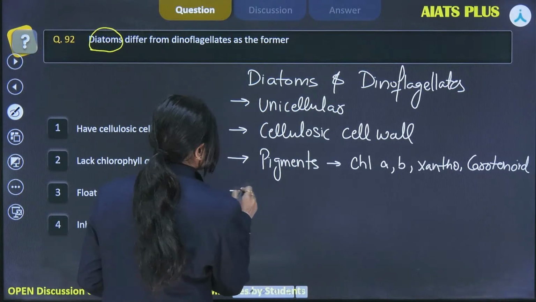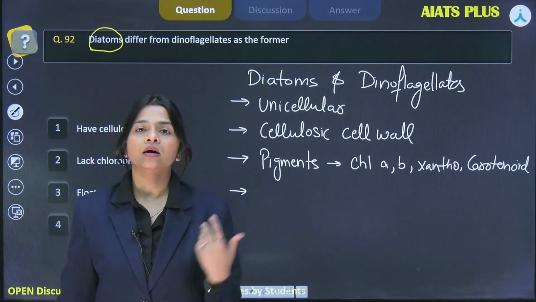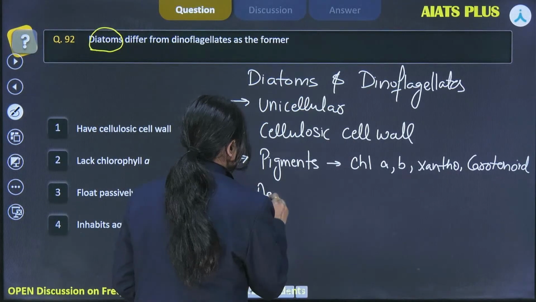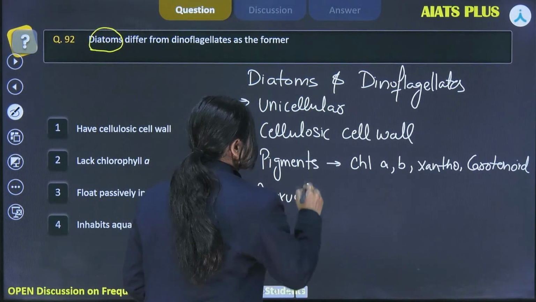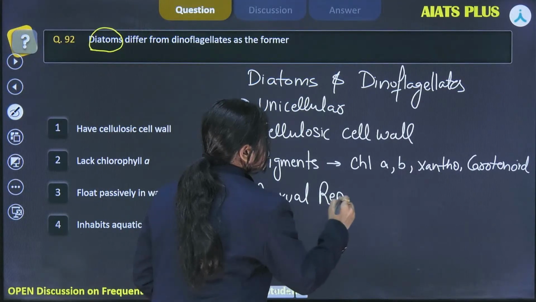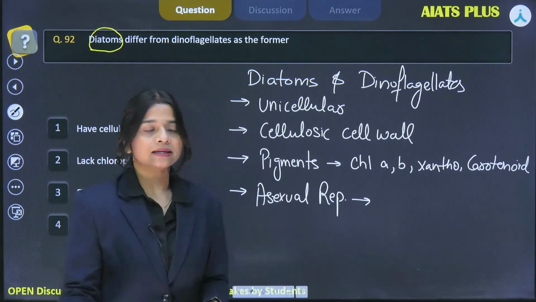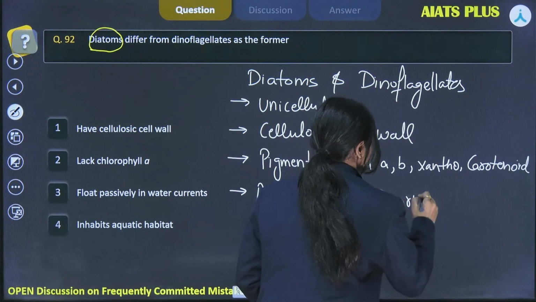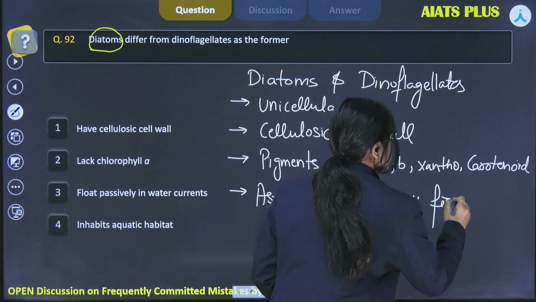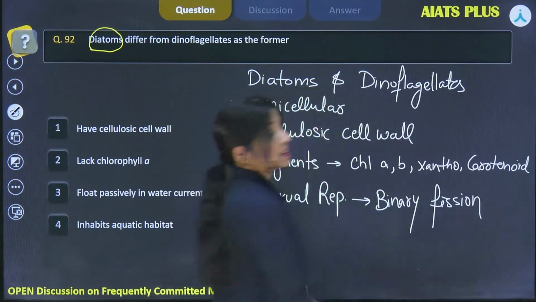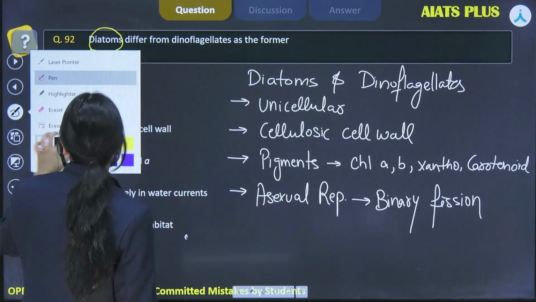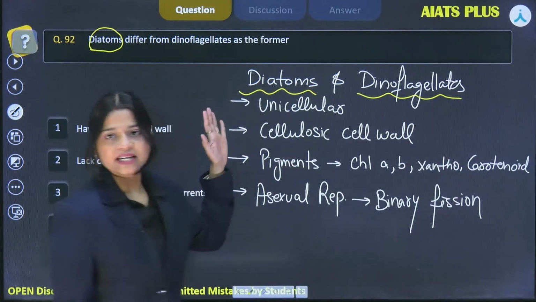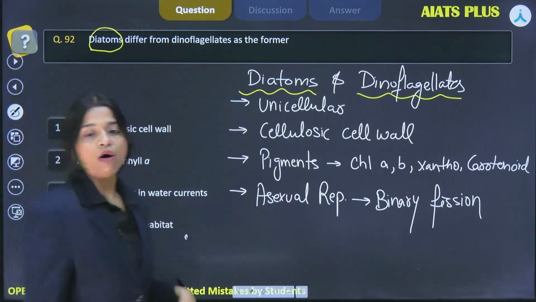Then the next common characteristic feature is if we consider asexual reproduction. Asexual reproduction in both the cases takes place by binary fission. So these are some of the common characteristics between the dinoflagellates and diatoms, right? Now moving on to the options.